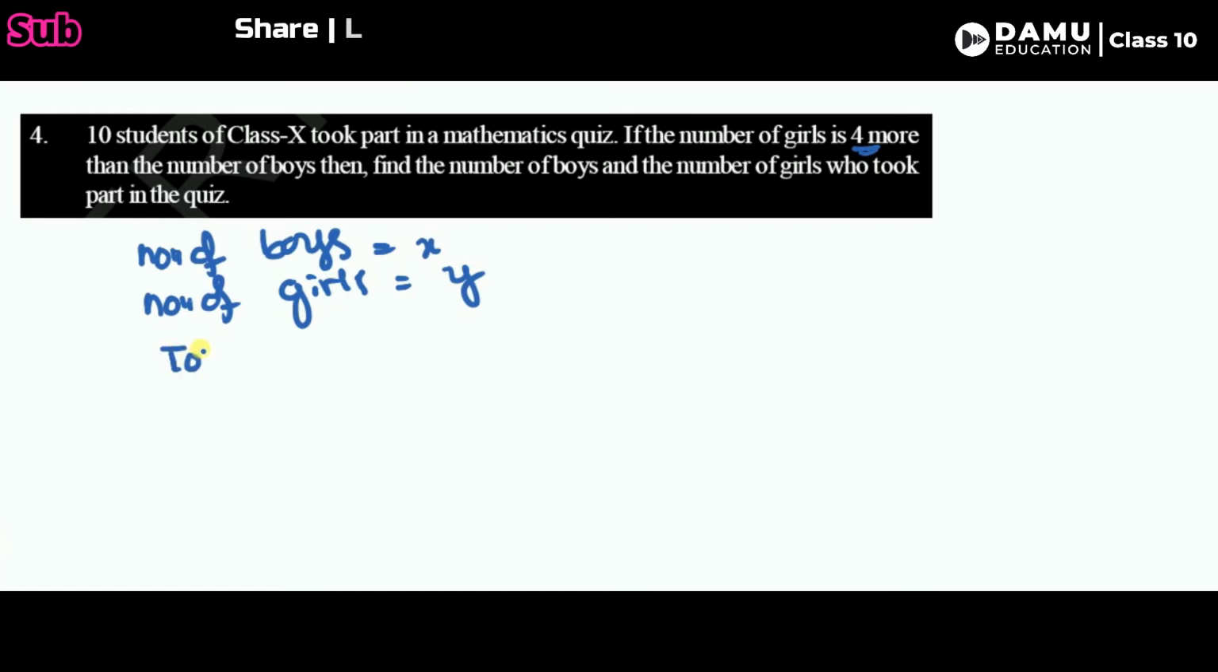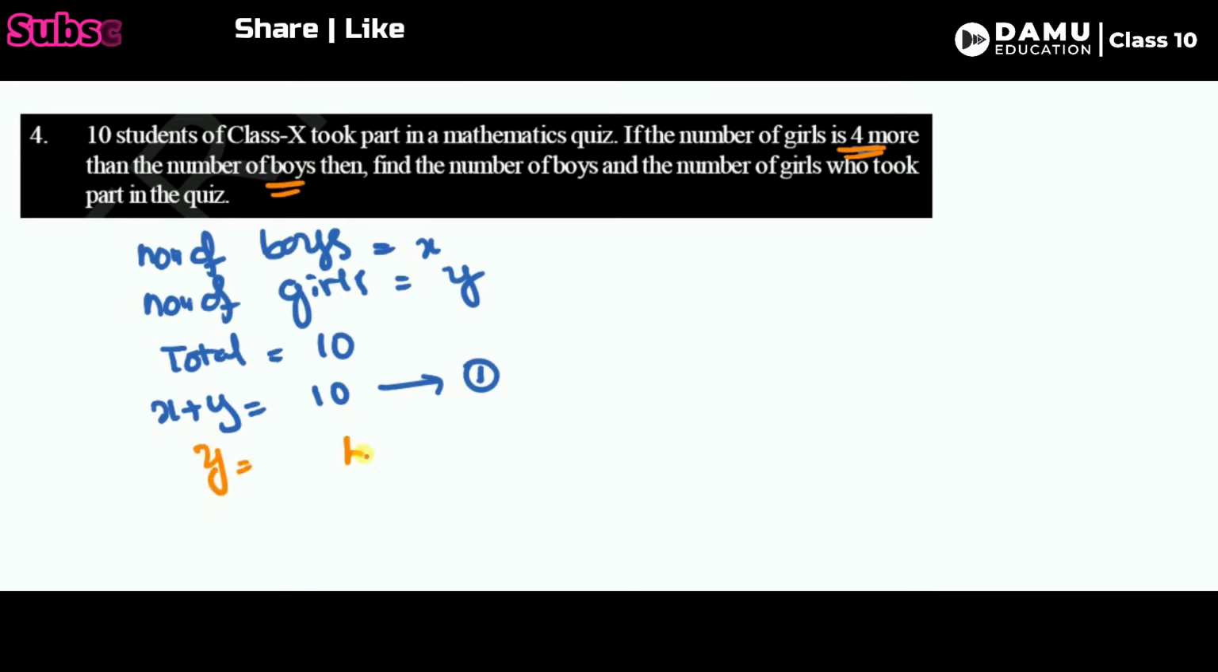So 10 students. So total students participating in the mathematics quiz: 10. So girls plus boys will be equal to 10. So we got it as equation 1. Then what they are telling here is that the number of girls is 4 more than the number of boys. So girls will be equal to boys plus 4. So y will be equal to x plus 4. So let's take it as equation 2.